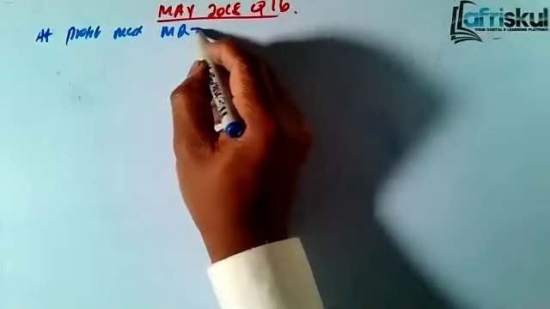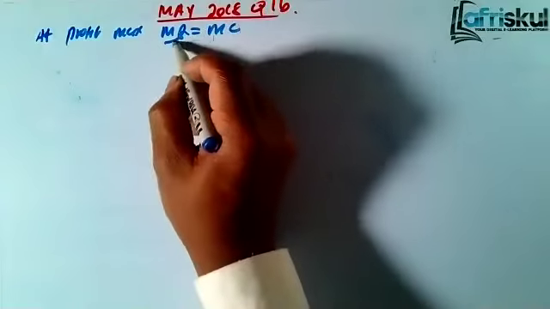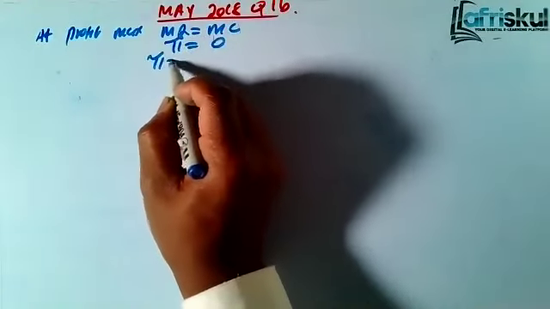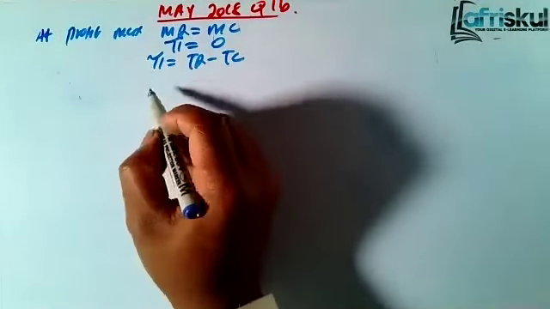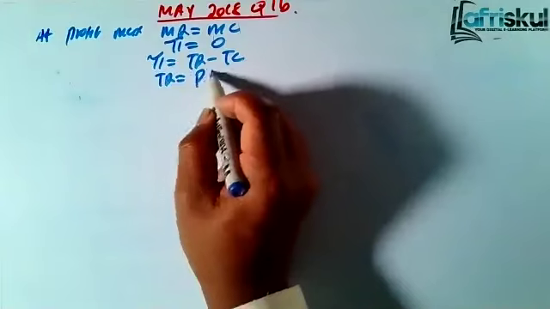So we are doing May 2018, question 1B. Number 1, they want the number of electric components that would maximize profit. We have said that at profit maximization, marginal revenue is equal to marginal cost. Hence, the derivative of profit is equal to 0. And how do we get profit? It is the total revenue minus total cost. And how do we get the total revenue? It is the price times quantity.